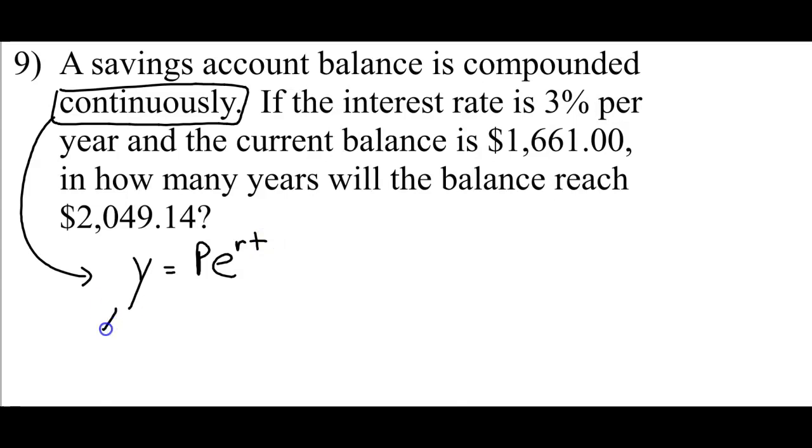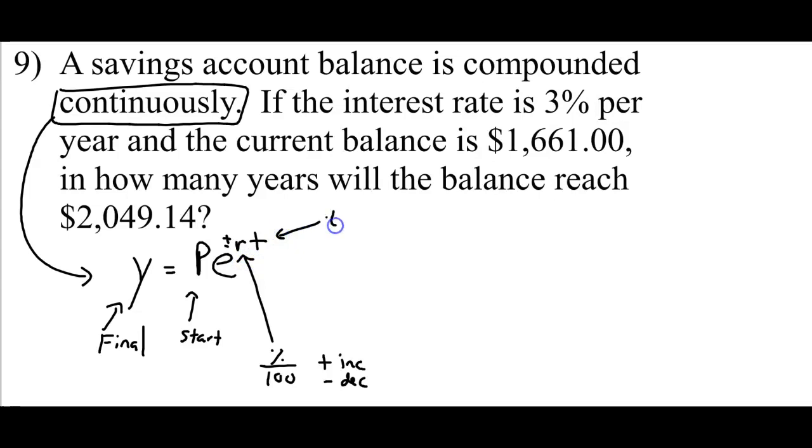where y represents the final amount, p represents the starting amount, and r, and I should put a plus or a minus. R is the percentage, but you have to remember we divide it by 100 to change it into a decimal. If it's positive, that means your amount is increasing. If it's negative, that means your amount is decreasing. And then t is usually some kind of time. So I'll let you guys write that because you'll need to know that stuff for these problems.